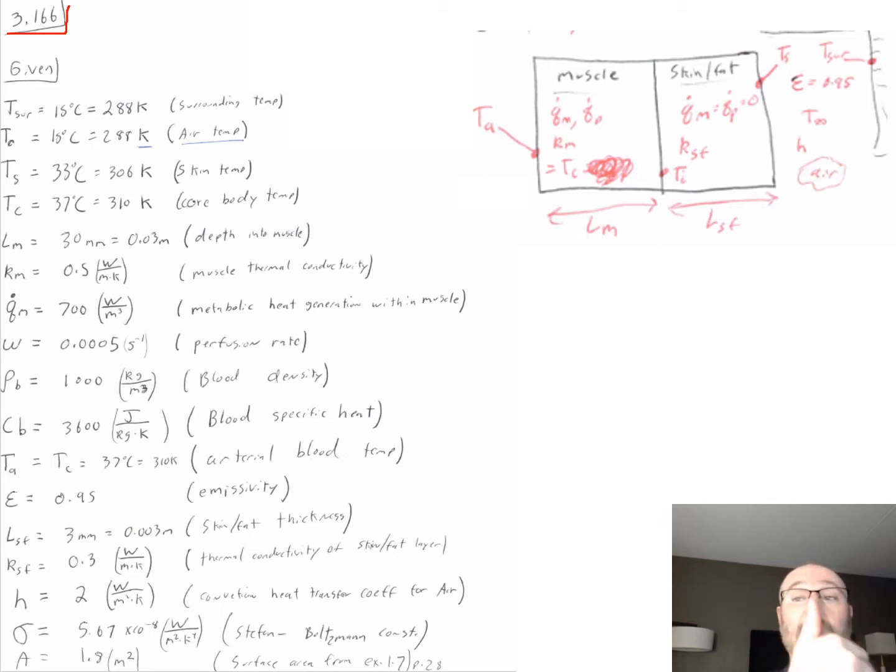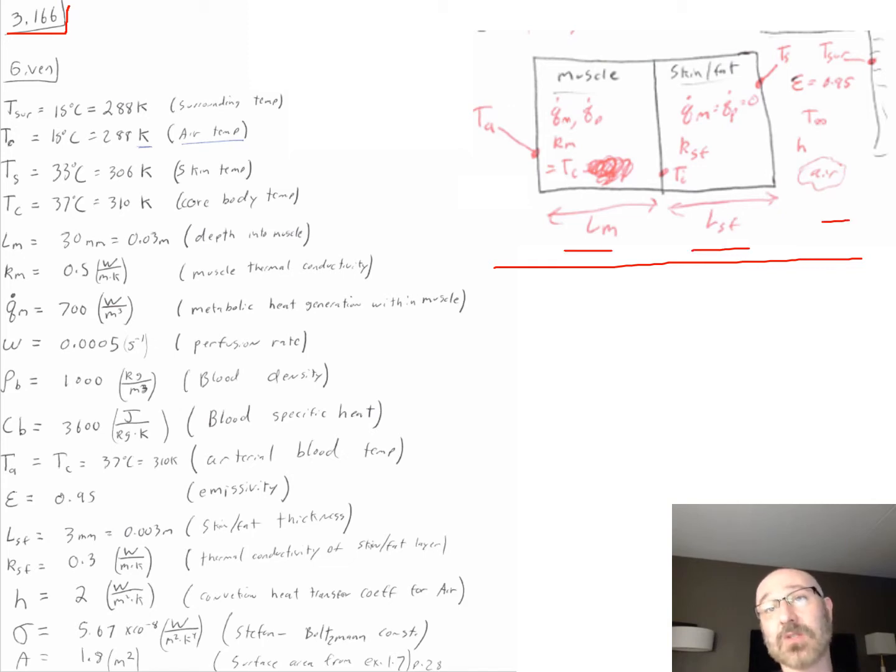We want the variable name, the numerical value, the units associated with it, and again how it relates to our problem. I also want to create a diagram, which we can see over here. I have my given diagram, with my muscle, my skin and fat layer, and my surrounding layer. I'm going to call this L sub m, L sub f, and over here is our air for our surroundings.